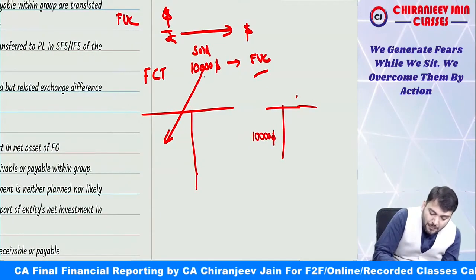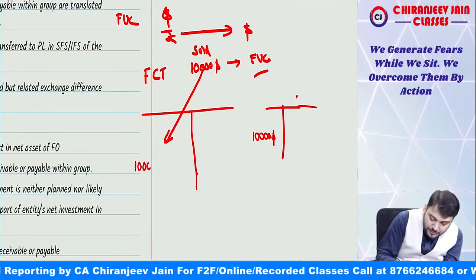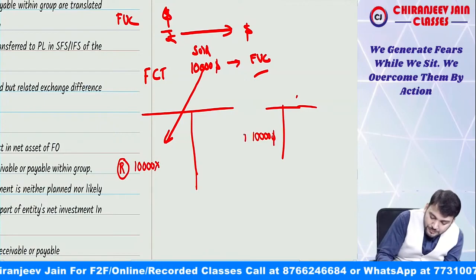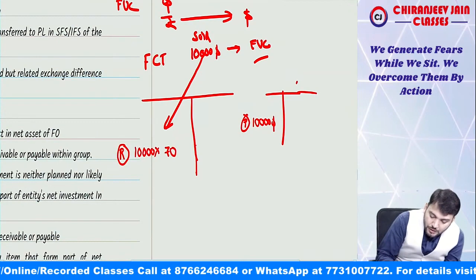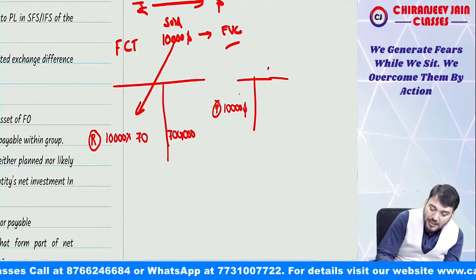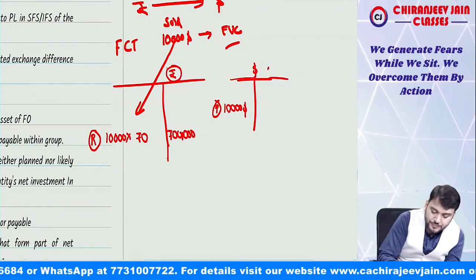So this will come at the transaction exchange rate. Suppose the transaction exchange rate is 70 for this receivable and this payable. So this will come at 7 lakh. Yes, sir. But this will come in functional currency, that is dollar. This will be prepared in rupees.